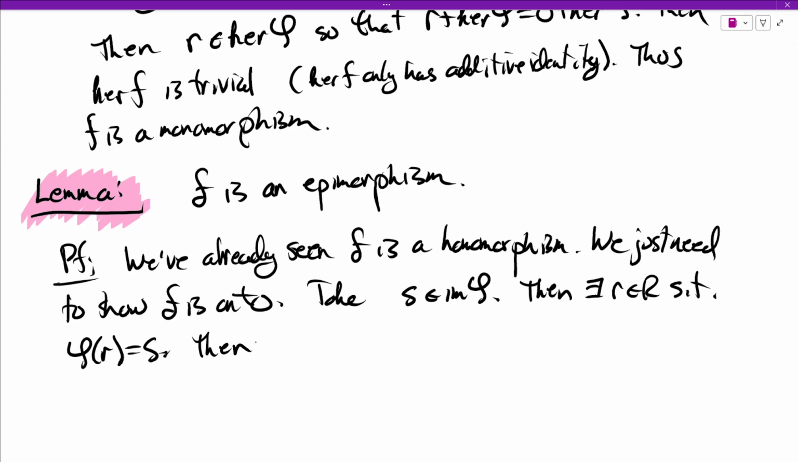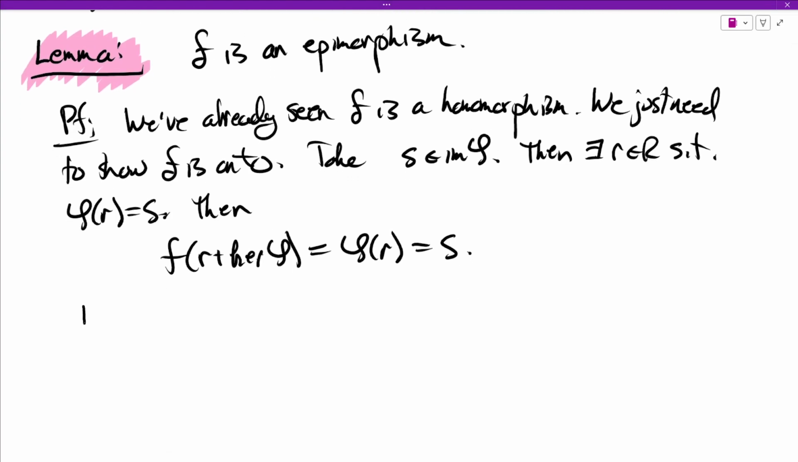Well, then f of r plus kernel of phi is equal to phi of r is equal to s. Thus f is onto, because we found an input, namely this guy, that gets sent to the output s, no matter what s in the codomain of f we pick. So our function that's giving us this Noether isomorphism theorem is also onto.